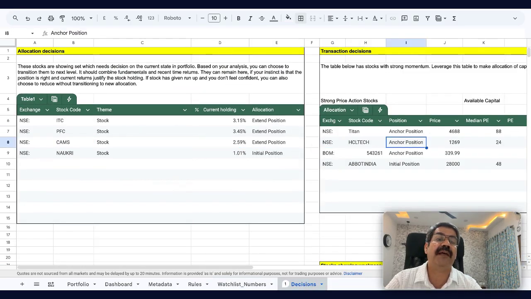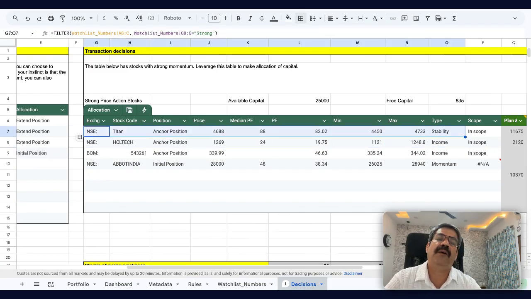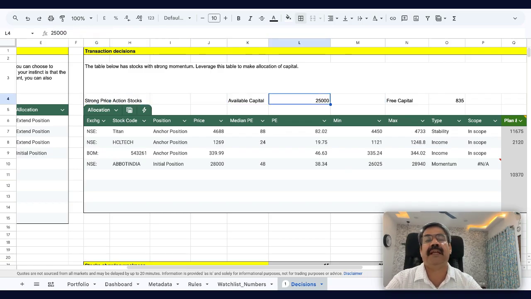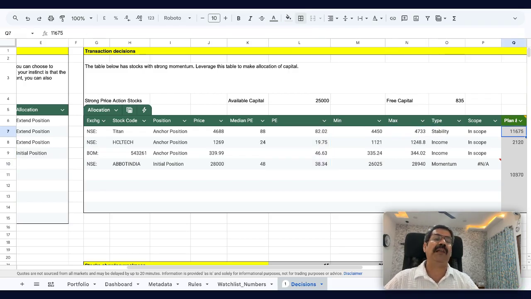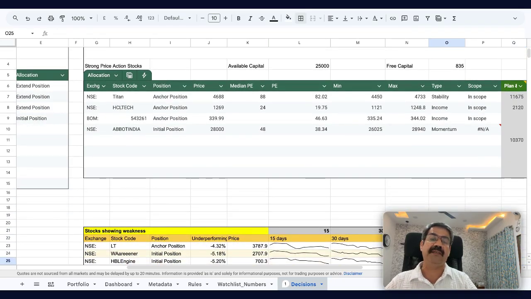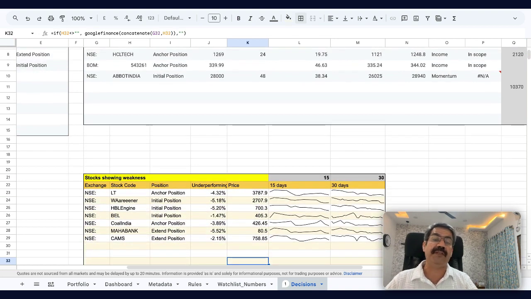Now, let's say you had capital and you want to allocate, then these are the stocks which are currently in momentum. And now, if you want to allocate 25,000 or something, you can decide that, okay, these are the four stocks that are coming out in the list which are in momentum. How do you want to allocate that? And the third piece of the puzzle, as I discussed earlier, is the stocks which are not performing. Now, in this case, right now, when I am recording, a significant part of the market is going down.